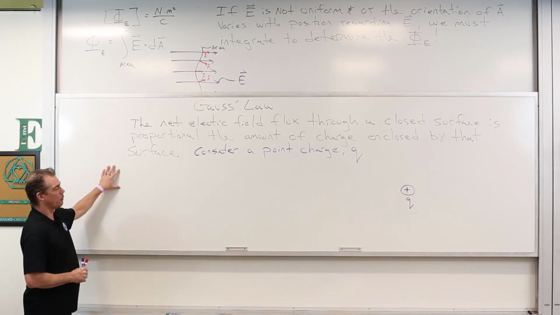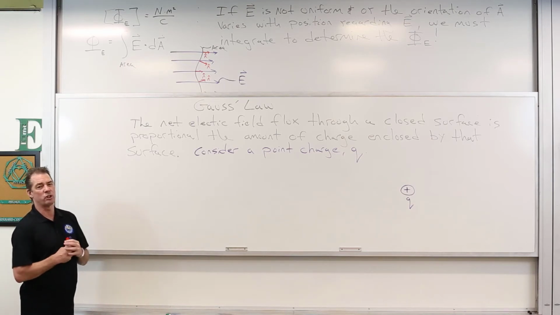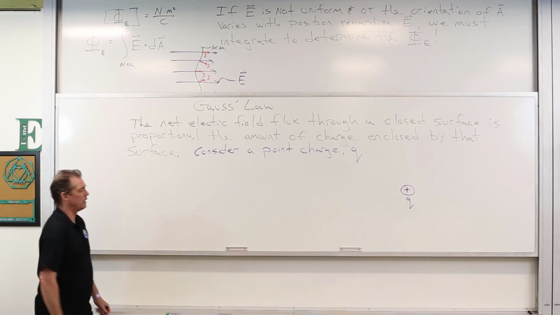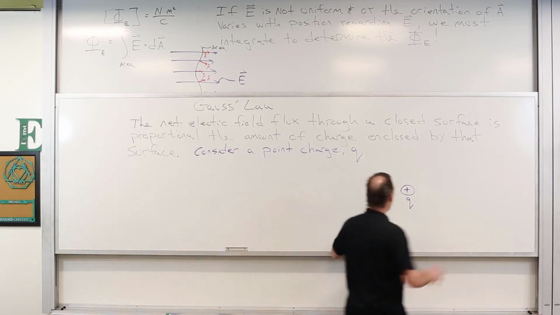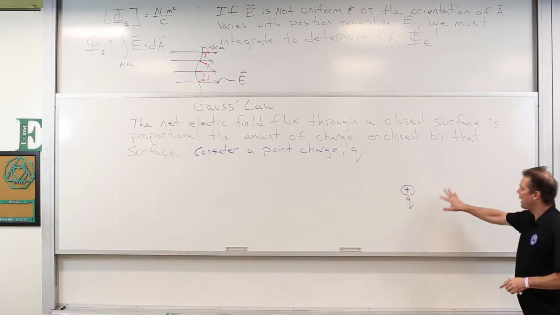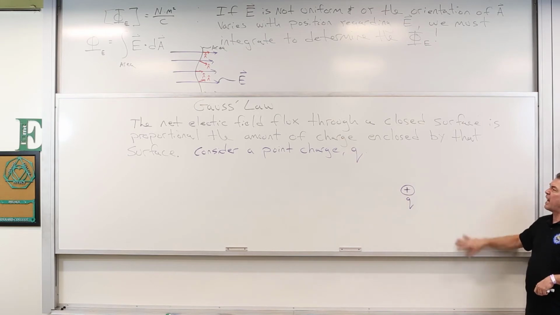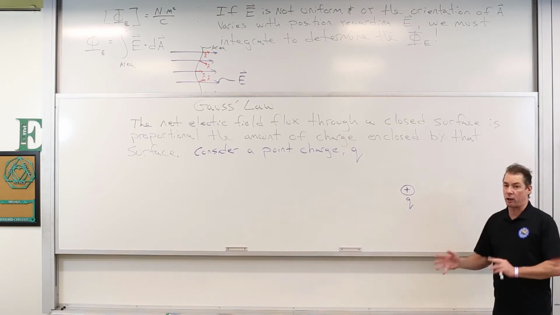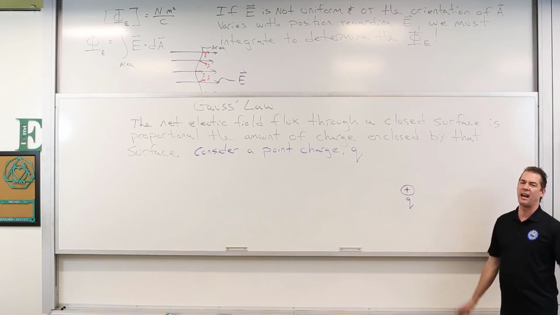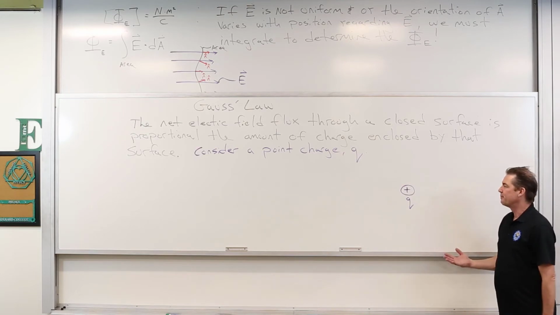That's the mathematical representation of Gauss's law, which we'll get to in a second. But let's just think, what sort of surface can we enclose a point charge with such that the electric field flux through that closed surface would be really easy to calculate? What do we need?